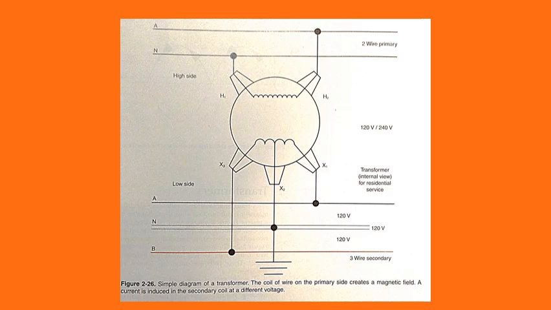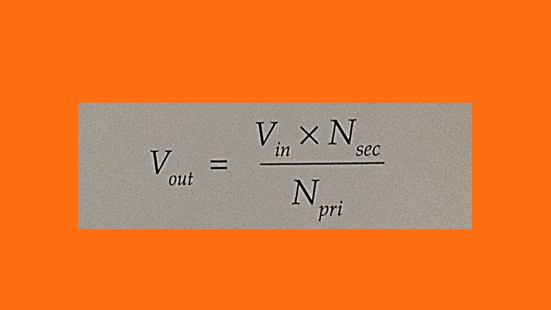The coil that is connected to the power source of a transformer is called the primary winding, or primary. The coil connected to the load side is called the secondary winding. The current in the primary winding creates a magnetic field. That induces current in the secondary winding.